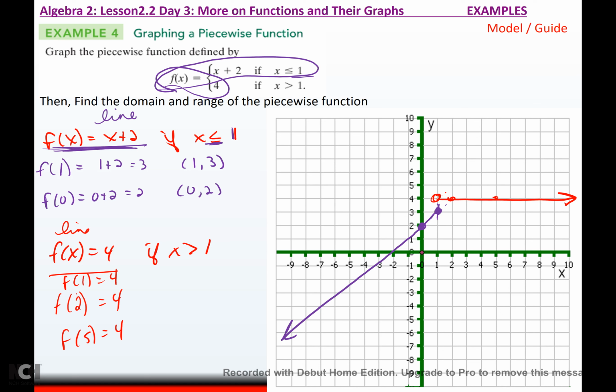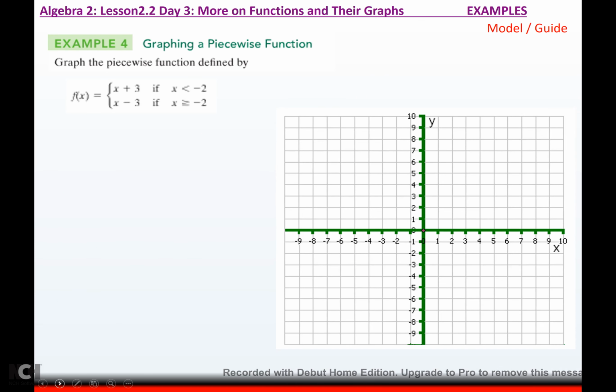There's my piecewise function. My domain would be negative infinity to 1, square bracket, union, round bracket on 1 to infinity. My range would be negative infinity to 3, right? Union 4. And again, I've got to check on how to write that. Math Excel will tell you, I'm sure.